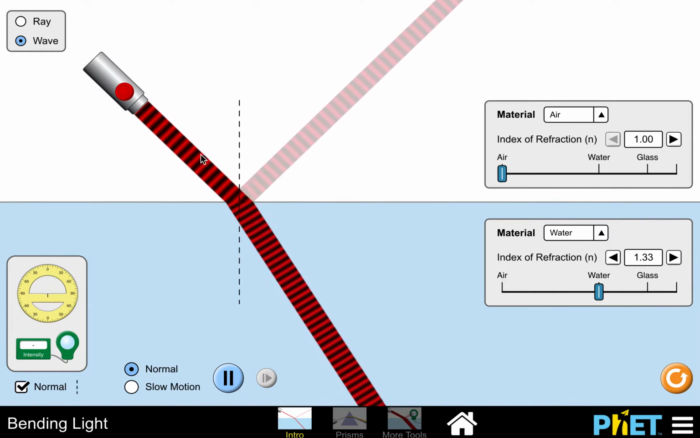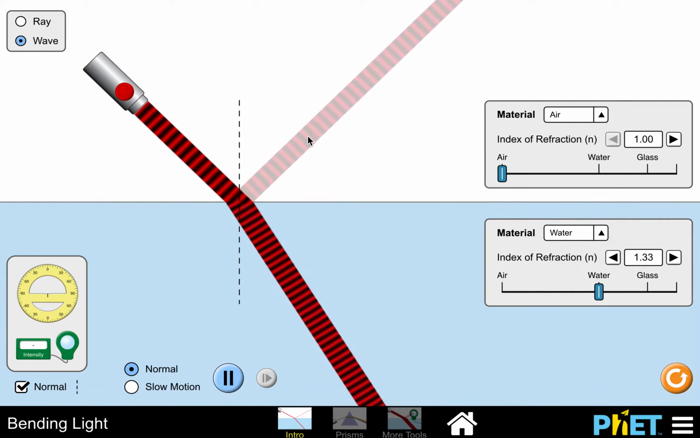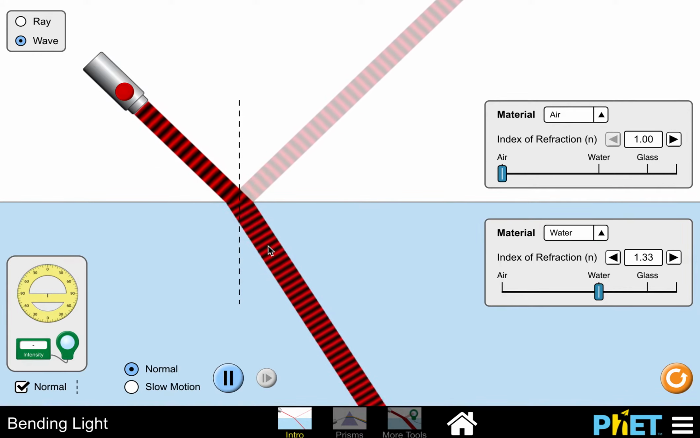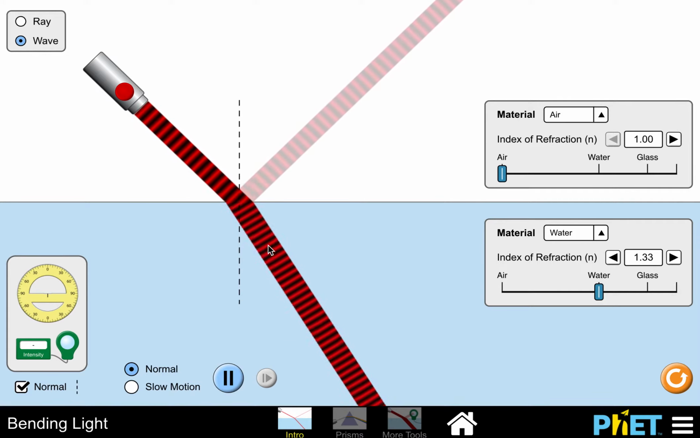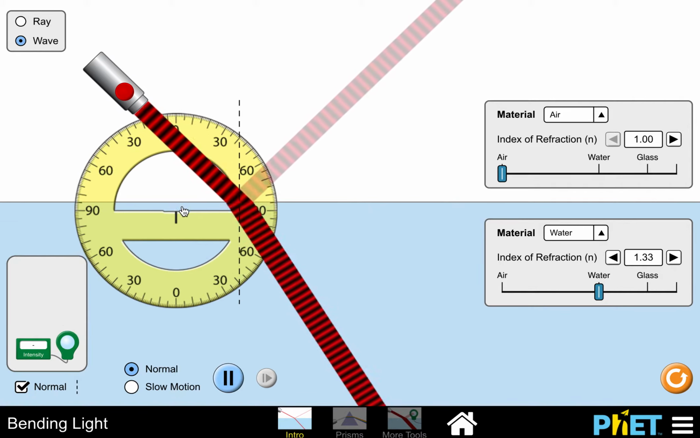First of all, the light that gets reflected seems to have those wave fronts spaced out about the same amount as they were here, but the wave fronts in the water are actually closer together to show a representation that the light actually slows down a bit when it goes into the water. It also asks us to observe the angles, and you can do that either just by visualizing, but there is a little protractor tool here.